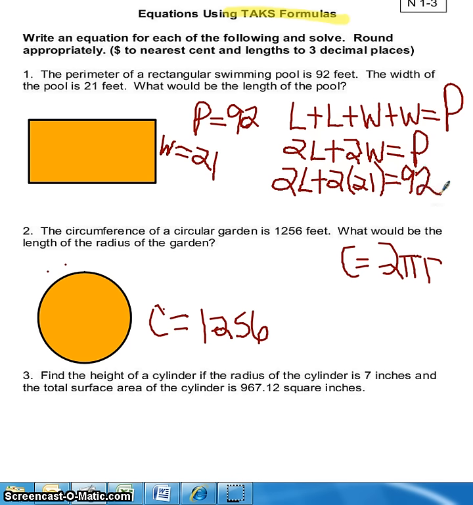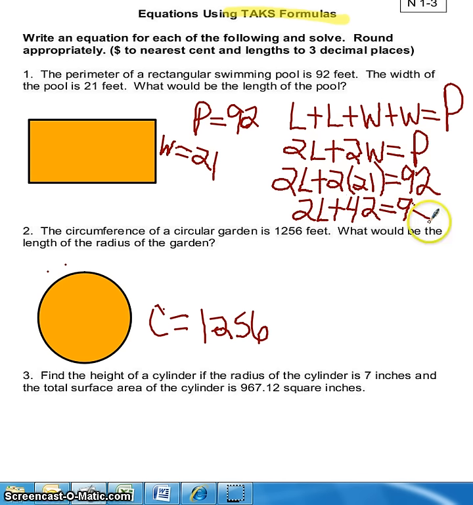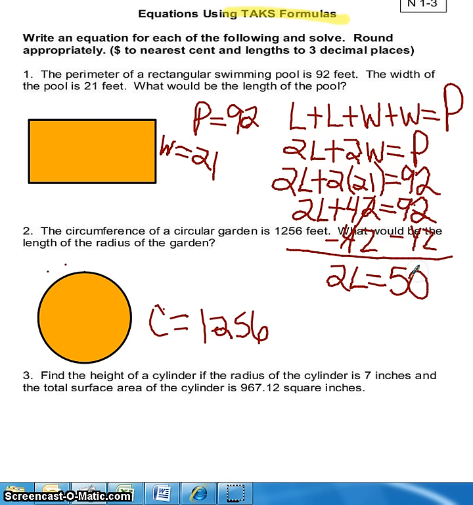So if I solve this equation, I'm going to erase something on my board down here just because I may need this room. So I'm going to have 2L plus 42 equals 92. We're going to solve this just like a normal equation. So I know I have to do what? Subtract my 42 from both sides. So that gives me 2L equals 50. What's the next step? Divide by 2. So then I get that my length is equal to 25 feet.